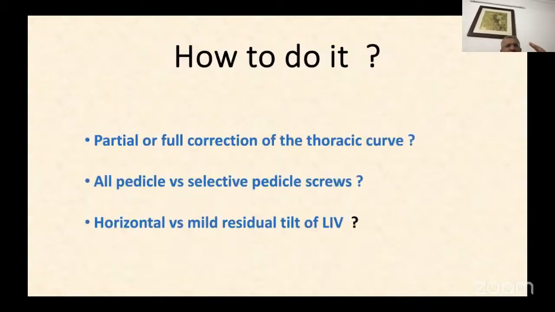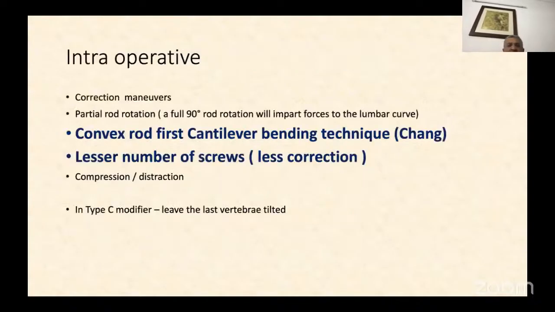Once you have selected your upper end vertebra, in a usual right thoracic curve it usually will be T4 for me, and the lower level usually will be L1 for me. Therefore, once you have chosen this, you've got three types of correction you can do. I mean, three questions that come to the mind. Whether to go for partial or full correction of the thoracic curve, whether to put pedicle screws at all levels or selective pedicle screws, whether to do a horizontalization of the lower instrumented vertebra or give a mild residual tilt of the LIV. That's the thought that comes to your mind.